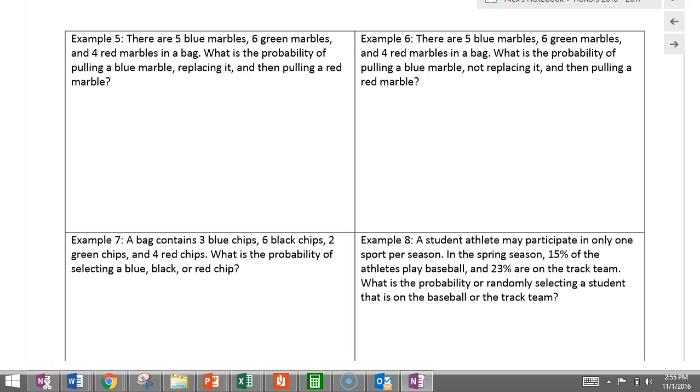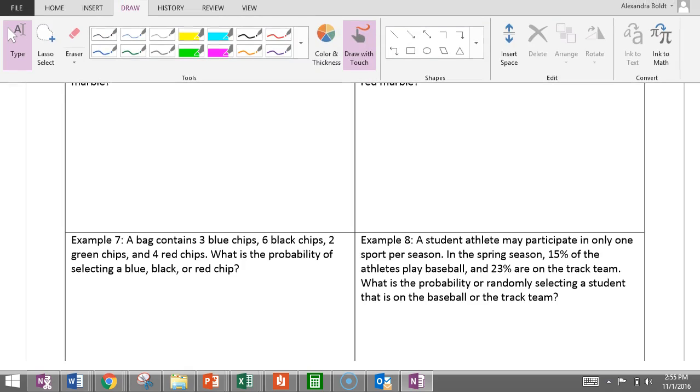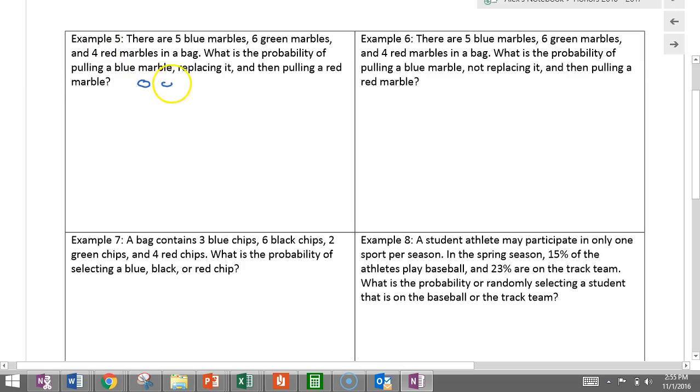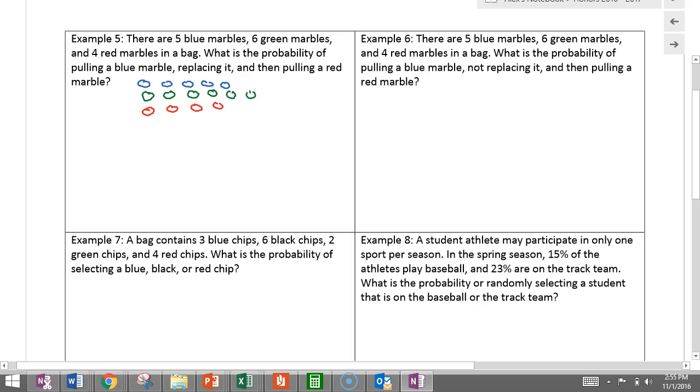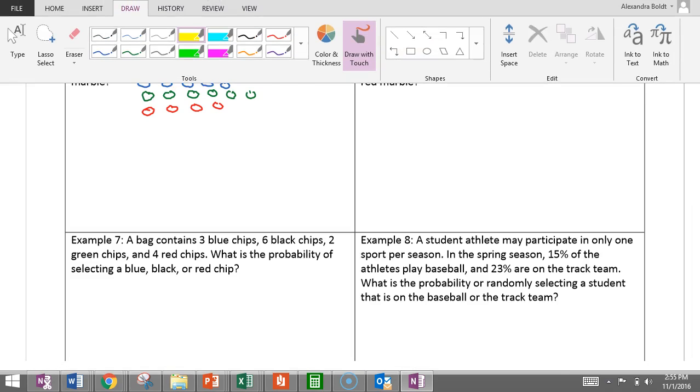So there's keywords, right? So if I look at example 5, there are 5 blue marbles, 6 green marbles, and 4 red marbles in a bag. So I'm actually going to draw those. Here are my 5 blue marbles. Here are my 6 green marbles. And here are my 4 red marbles. So what is the probability of pulling a blue marble, replacing it, and pulling a red marble?